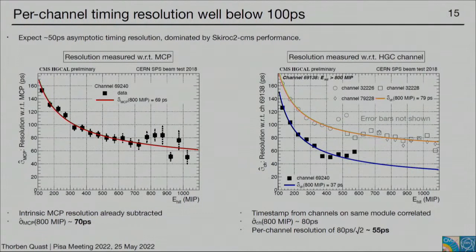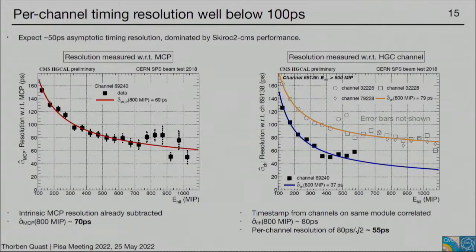So looking a bit more detailed at what we have measured here in terms of the timing performance, by comparing the timestamps from representative readout channels to the MCP, we are getting at the order of 70 picoseconds at a reference energy of 800 MIPs, so that's an intermediate energy which is representative for a 300 GeV electron or positron shower. If we compare the timestamps between two readout channels, having multiple so that you can do this exercise, you actually get a bit better. And you also see that readout channels from the same module also seem to be correlated, which was also not really expected, but it's not too surprising because you have the same sort of phase space of your calibration.